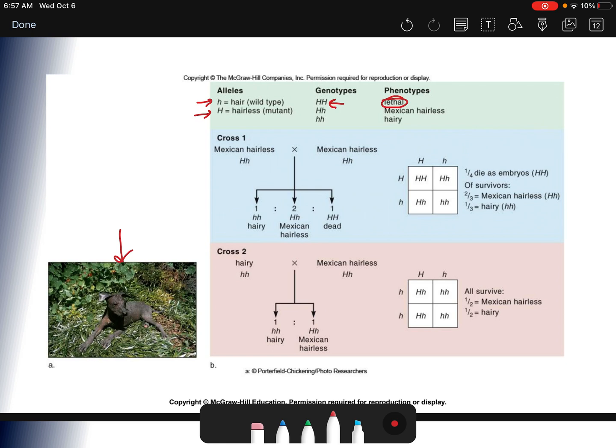If we cross two Mexican hairless, normally you get a 1-to-2-to-1 genotypic ratio, but the homozygous dominant group dies as embryos. So you end up with a 2-to-1 ratio, two Mexican hairless to one hairy. Now, if we crossed a hairy dog with a Mexican hairless, all offspring would survive, but you'd have about a 50-50 chance of having Mexican hairless dogs.